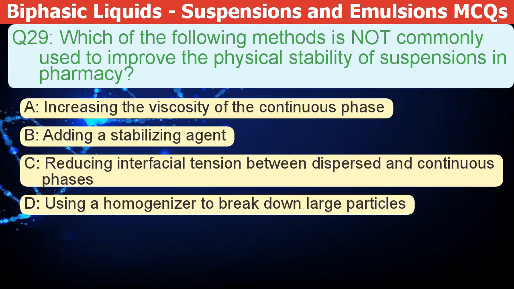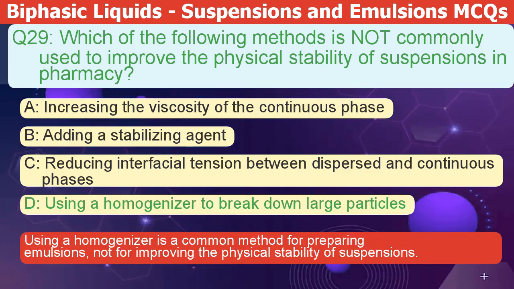Which of the following methods is not commonly used to improve the physical stability of suspensions in pharmacy? A. Increasing the viscosity of the continuous phase. B. Adding a stabilizing agent. C. Reducing interfacial tension between dispersed and continuous phases. D. Using a homogenizer to break down large particles. The correct answer is D. Using a homogenizer is a common method for preparing emulsions, not for improving the physical stability of suspensions.